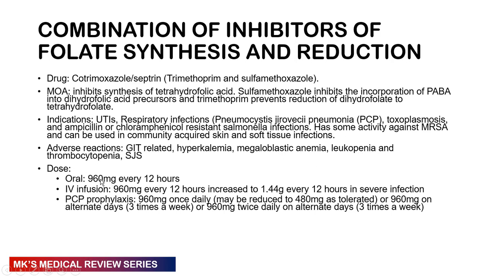If it's an infusion, 960 milligrams every 12 hours. You can increase to 1.44 grams every 12 hours in severe infection. Then PCP prophylaxis, you can give it at 960 once a day, or you can reduce it to 480 as tolerated, or 960 on alternate days, so 3 times a week. Or you can give it at 960 twice a day on alternate days, three times a week, basically.